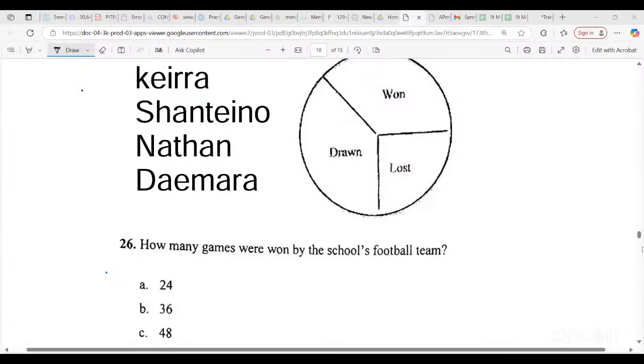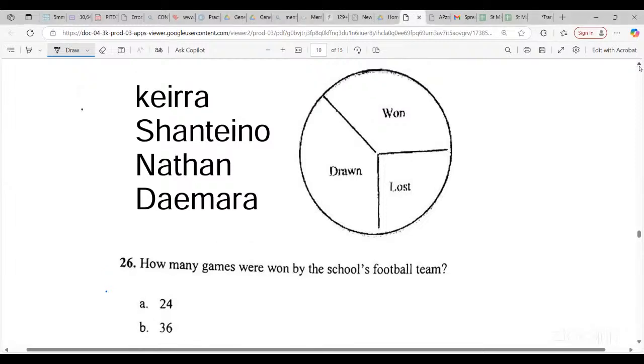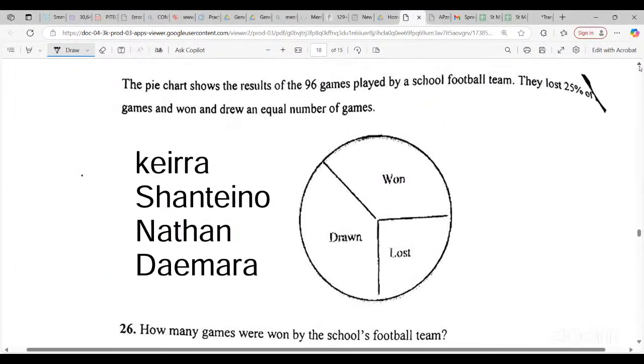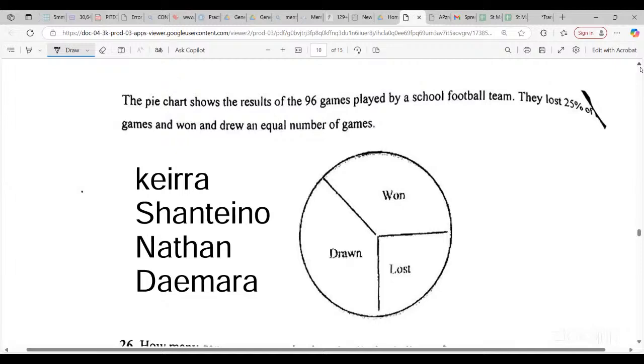You want to see the writing? What the instruction said, right? Yes, sir. She said the pie chart shows the result of 96 games played by a school football team. Sir, you can go back down now. 25% of the games were lost, and won and drew an equal number of games.